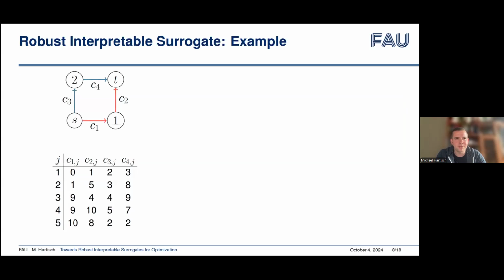Okay, let's go back to our shortest path example. So a very small example. We want to move from S to T. So we basically just have two options: the blue solution or the red solution, and we have a set of candidate scenarios.